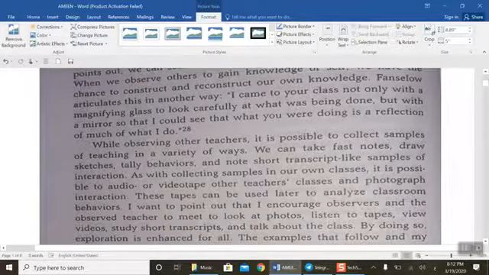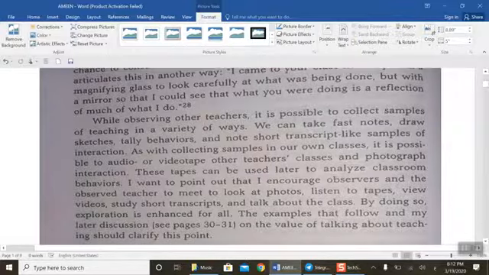As with collecting samples in our own class, it's possible to audio or videotape other teachers. You can videotape other teachers' classes and photograph interaction. All these are ways you can collect samples inside the class. These tapes can be used later to analyze. You remember we talked about this point, how to collect samples and how to analyze classroom behaviors.